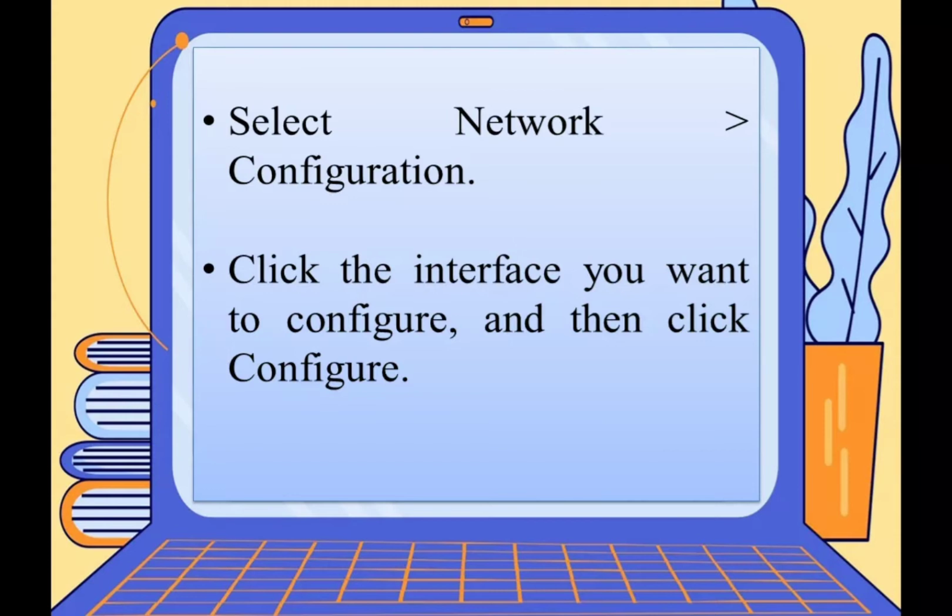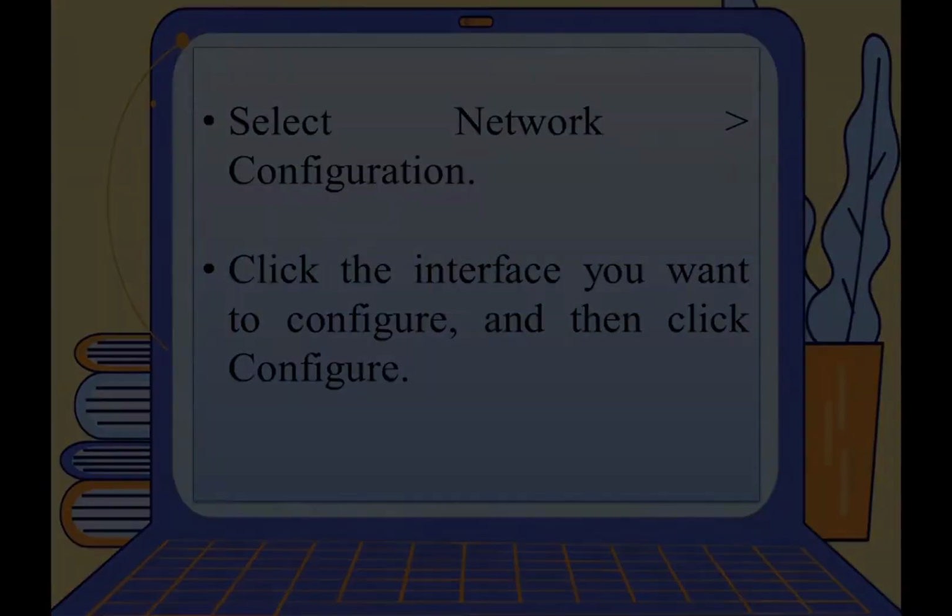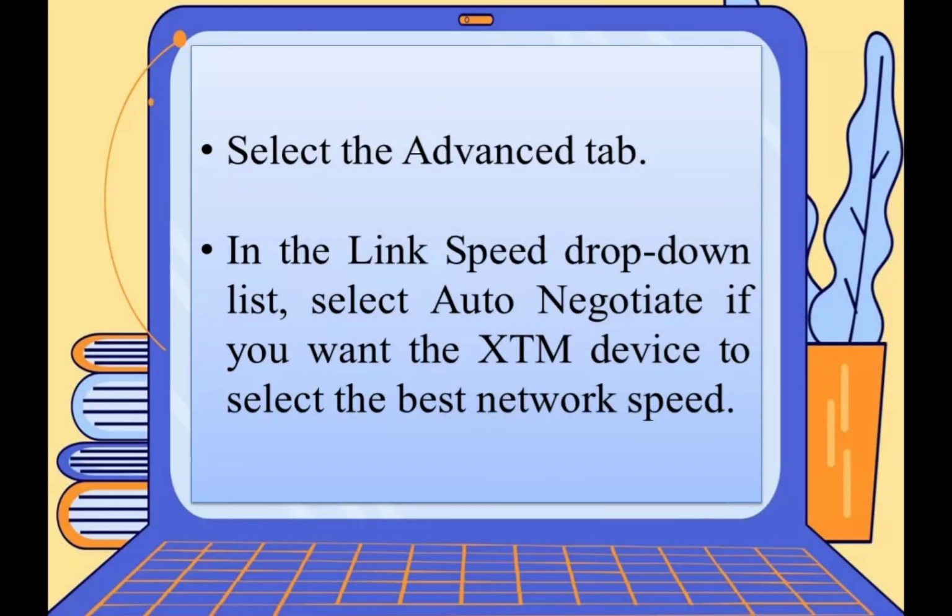Then next, click the interface you want to configure and then click configure. In selecting, you must select the primary or secondary service processor. Then click continue. That's the time you select the network interface that you want to configure. Then next, select the advanced tab.